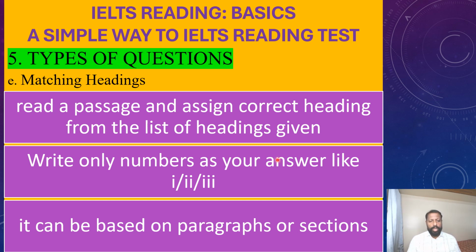So what do you need to do? Write only numbers as your answer, like Roman numerals, either i, or it can be ii or iii. You need not repeat the title, phrase or sentence given as an answer. You just write i, ii or iii, something like that. It can be based on paragraphs or sections. That is to say, you are finding the heading for either a paragraph or for a section. As I told you, a section contains maybe more than one paragraph. Okay, that is a section.